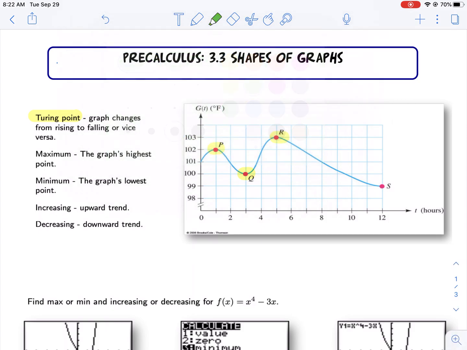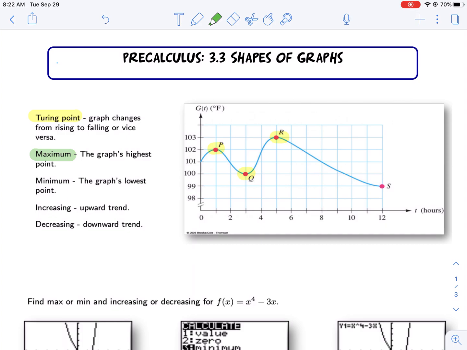Next vocab is maximum. Now we've talked about parabolas a good amount. Those are just the regular U-shaped curves. And we know that it's going to be either a max or min depending on what way the parabola opens. Well, the kind of graphs we're going to work on in this chapter have a little bit more to it. There's not just one curve, it kind of looks like the picture. It increases, decreases a lot.